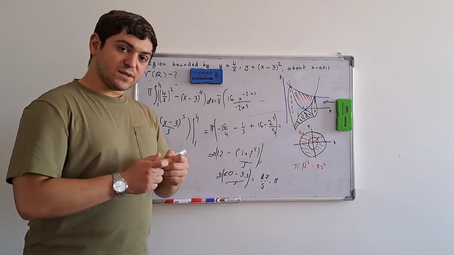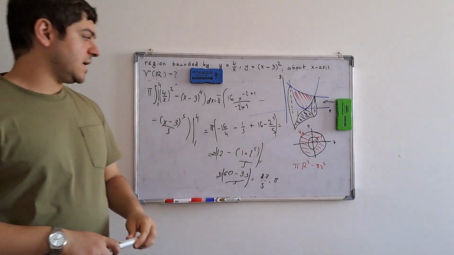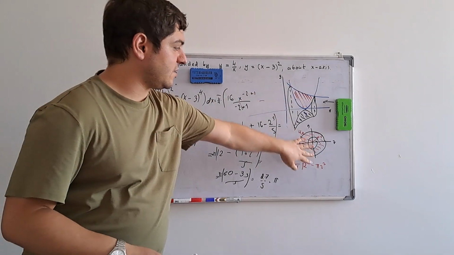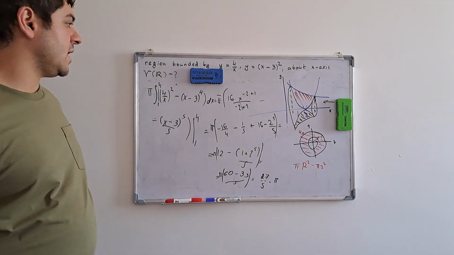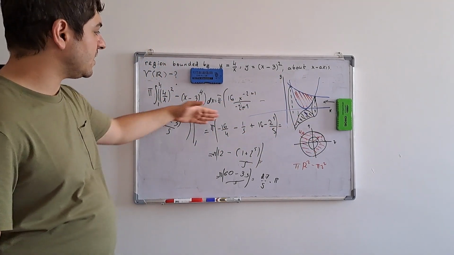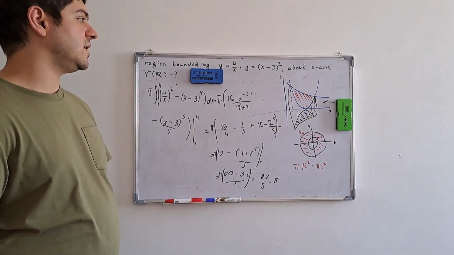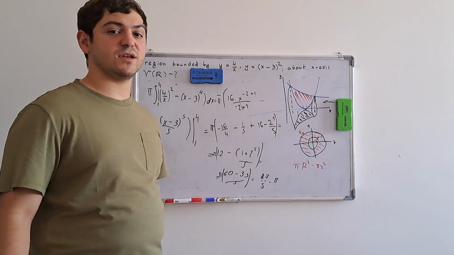I hope this tutorial was helpful to you. The main idea is that we need to calculate the sum of areas of this region, and we obtain the Riemann integral, we integrate it, and we get the volume of revolution about the x-axis.